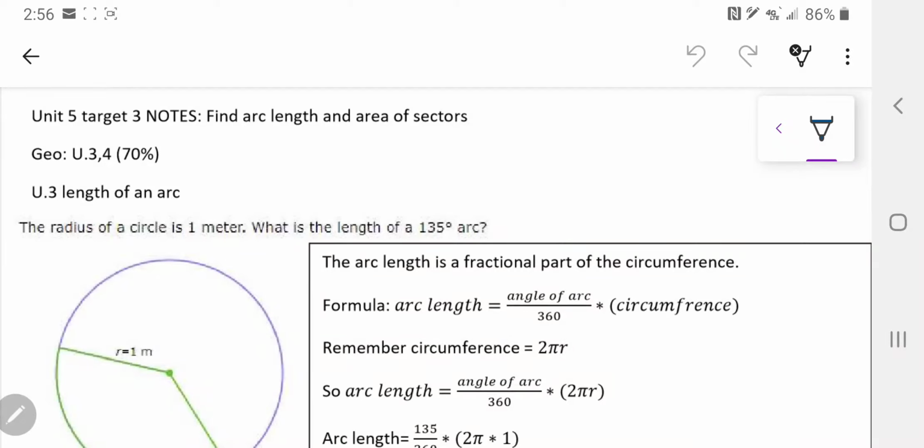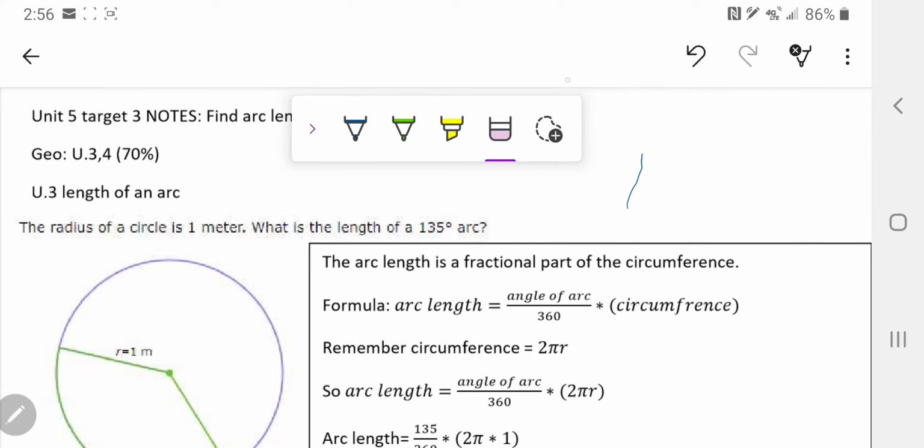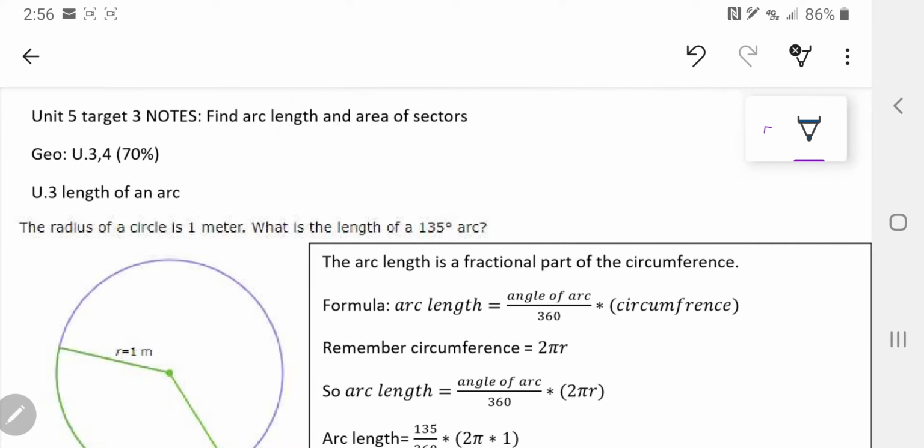Hey everybody, this is 5.3. This is the last one that some of you need, but not all of you need this one. So this one is about the length of an arc.